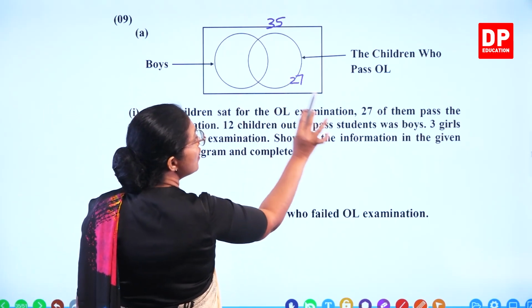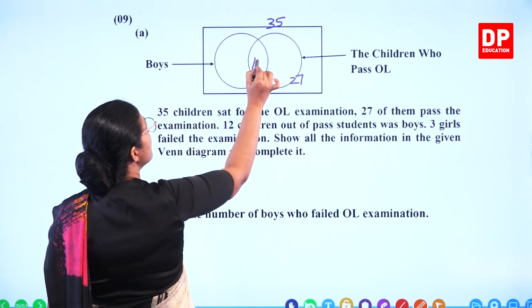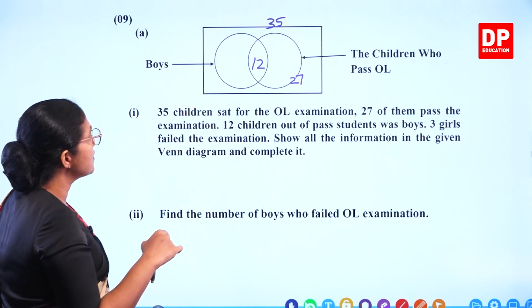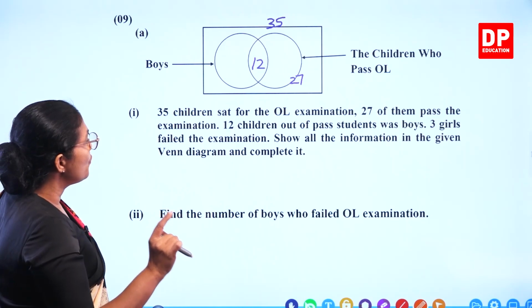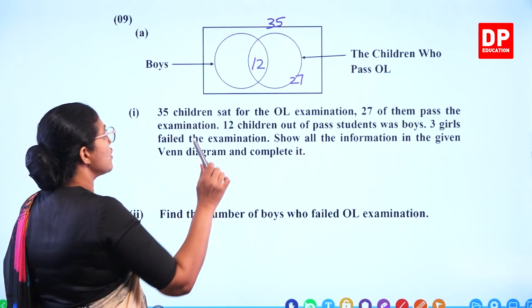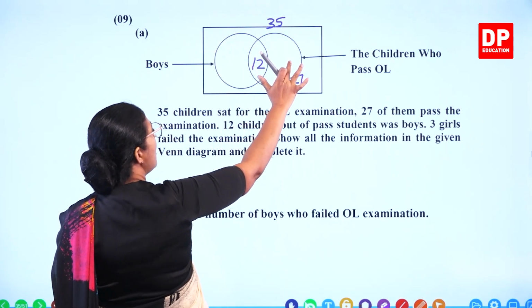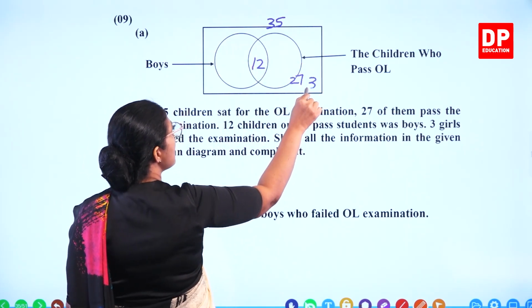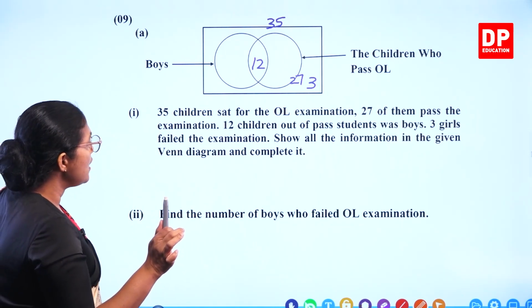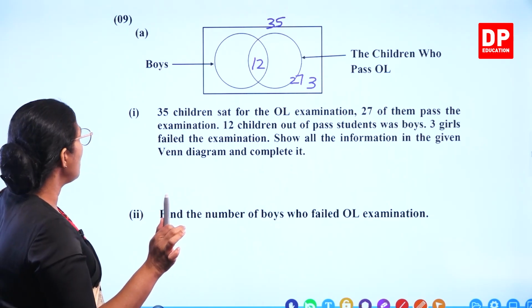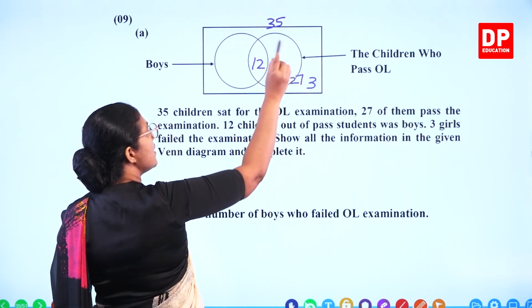So out of 27, 12 were boys and who passed the exam as well. 3 girls failed the examination. So girls means outside the boys circle, but you can't keep it here. So that means outside the 2 circles, that's 3. 3 girls failed the examination. Show all the information in the given Venn diagram and complete it. So we know this is 27, this is 12.